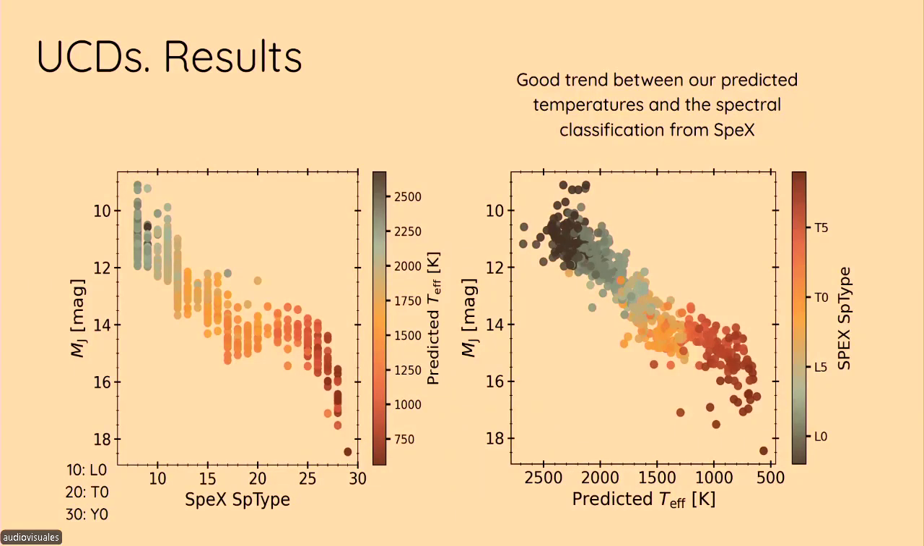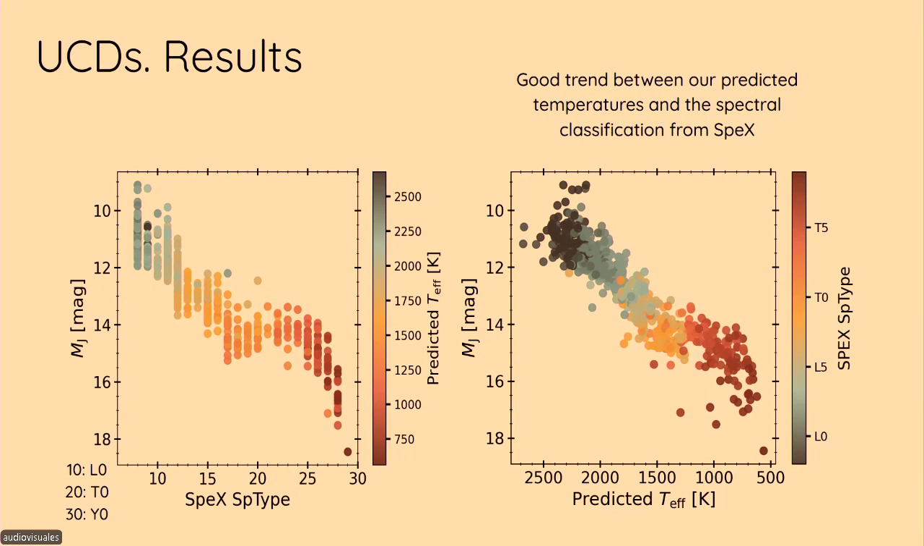So this is what we can see in these two plots, which are very similar between them. In both y-axes, we can see the absolute magnitude in the J-band, as before. In the first figure, we can see the spectroscopic spectral type, and the color of the dots is the effective temperature that we are estimating with the deep transfer learning methodology. And we can see a very good trend: while the spectroscopic spectral type goes up, so it goes to cooler objects, our estimated effective temperature is going down. Okay, and as you can see, there is a plateau.